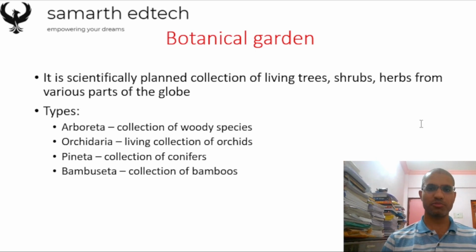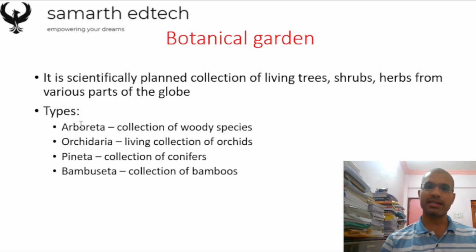So the next concept is a botanical garden. So what is a botanical garden? It is a scientifically planned collection of your living trees, shrubs, herbs from across the parts of the world. In the case of a botanical garden, different sorts of plant specimens are brought and planted in that region, and thus it enhances the biodiversity. So this is the main concept behind your botanical garden.